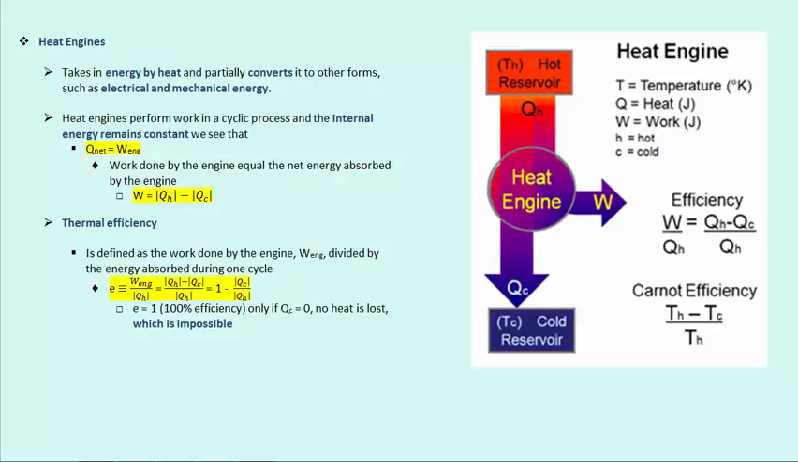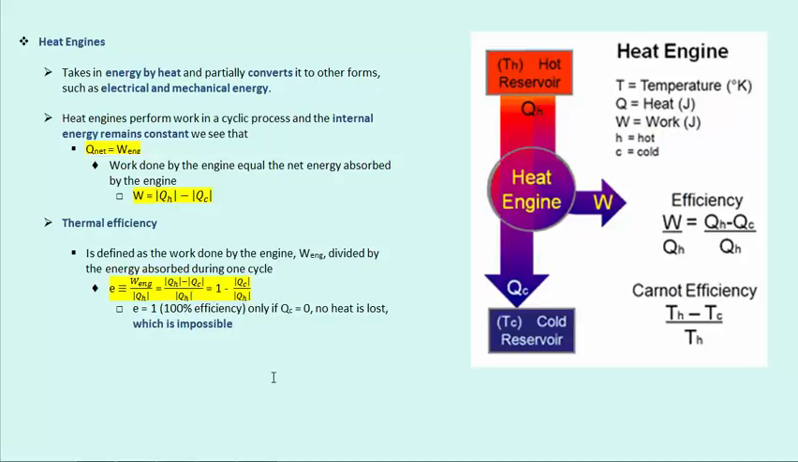To determine how efficient our heat engine is, we can look at the engine's thermal efficiency, which is the work done by the engine divided by the energy absorbed during one cycle. So in our equation below, E is our symbol used for efficiency, which is equivalent to 1 minus the absolute value of Q cold divided by the absolute value of Q hot, and will give us the thermal efficiency of our engine.